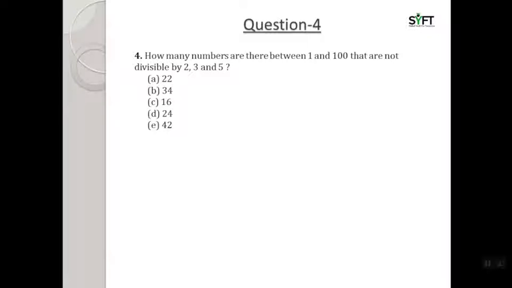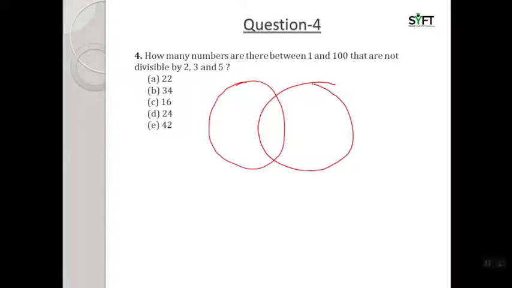Next goes to another question. How many numbers are there between 1 and 100 that are not divisible by 2, 3 or 5? Which is a little bit tricky question. Let's create a Venn diagram to understand in a better way. So consider these are the numbers divisible by 2. These are numbers divisible by 3, and these are the numbers divisible by 5.